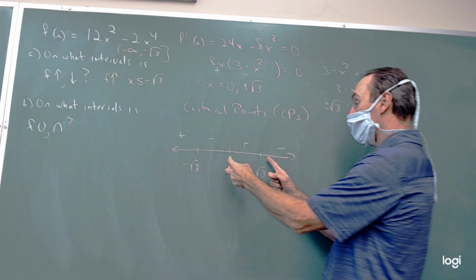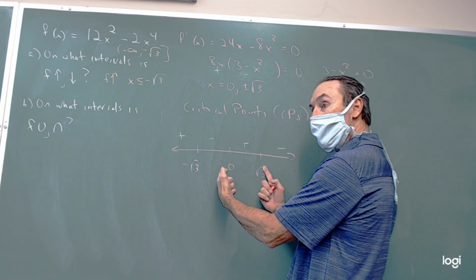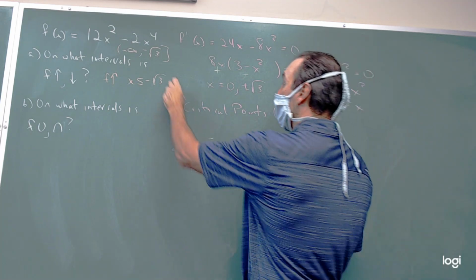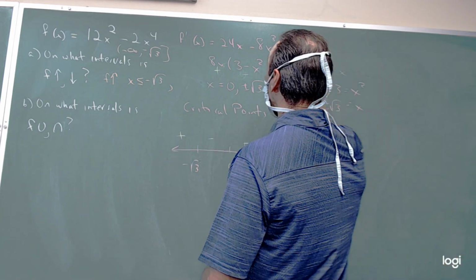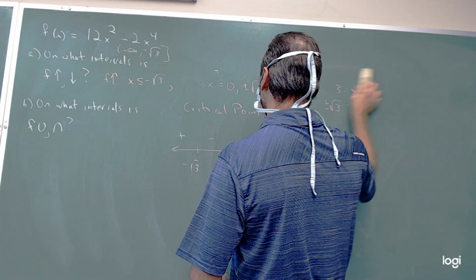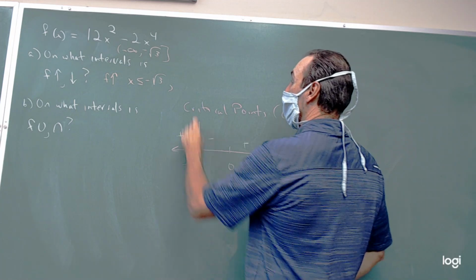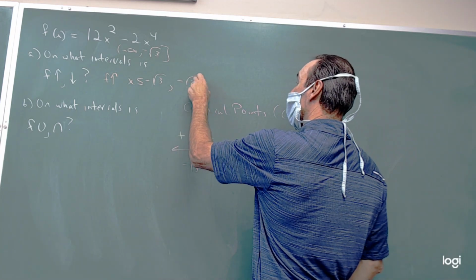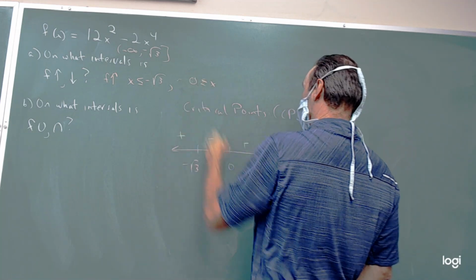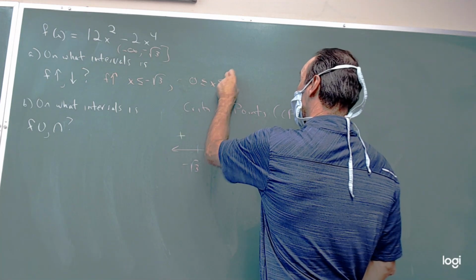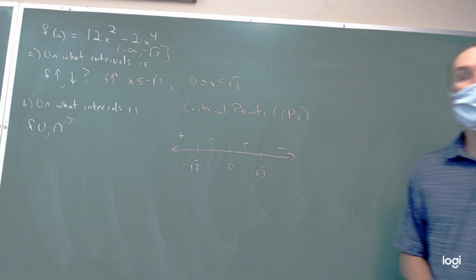It's also increasing in between 0 and square root of 3, and we're going to include the 0 and the square root of 3. So I'm going to destroy some of this hard work that I just did. That's okay. Oh, I didn't want to destroy the derivative. Oh well, too late now. So 0 less than or equal to x less than or equal to positive square root of 3. That's where this function is increasing.